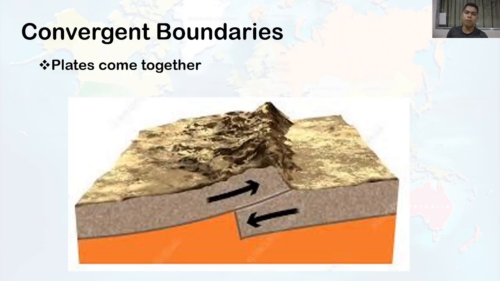For the convergent boundaries, this is when plates come together. As you can see here, one plate rises to form mountain ranges, and one plate subducts. According to our previous slide, this is destructive. If this happens in the oceanic plates, a trench will be created, and when this happens in the continental plates, mountain ranges will be created.